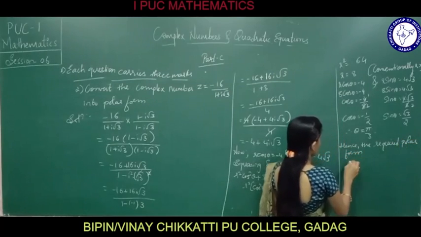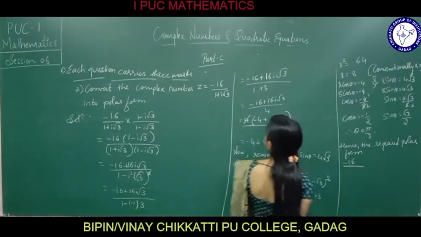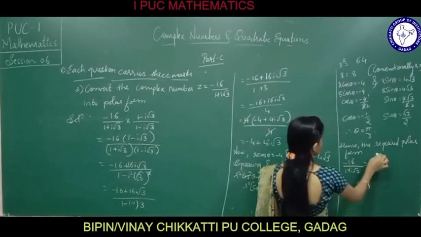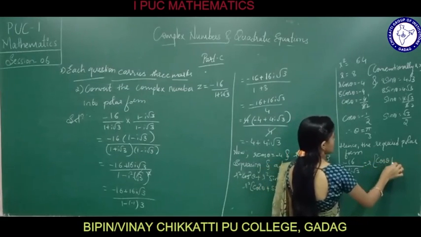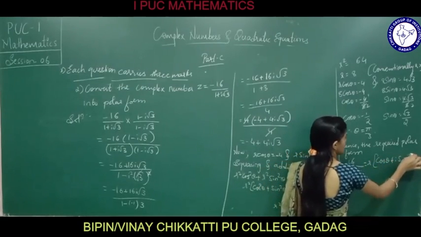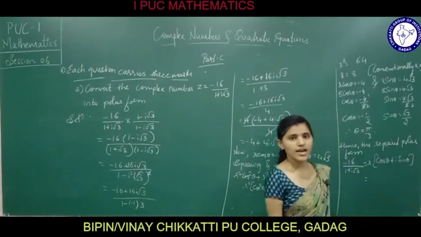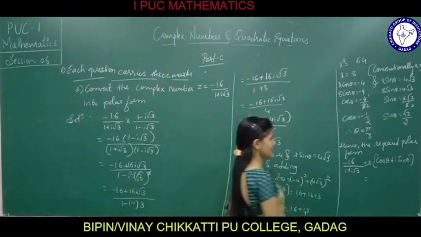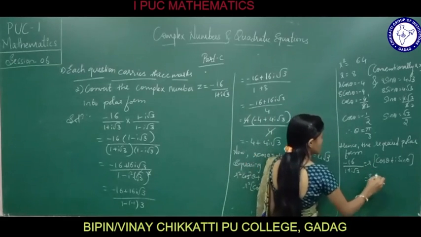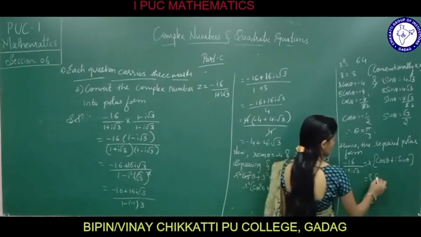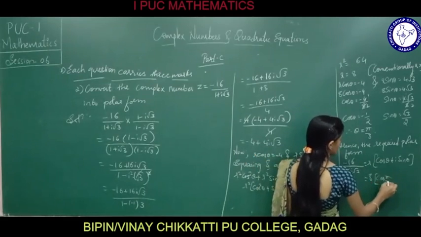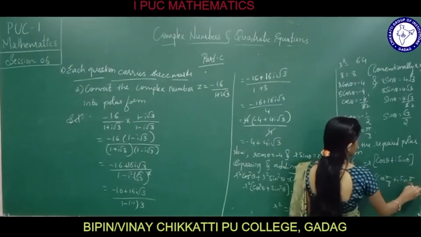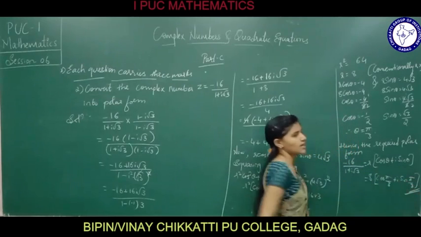Required polar form of minus 16 divided by 1 plus i root 3 will be equal to r into cos theta plus i sin theta. What is the value of r we have found here? Here we have found the value of r as 8. 8 into cos of pi by 3 plus i sin pi by 3. This is going to be the polar form.